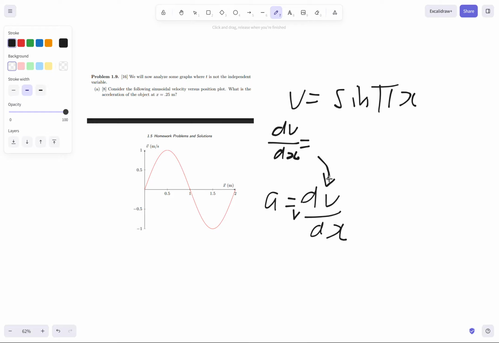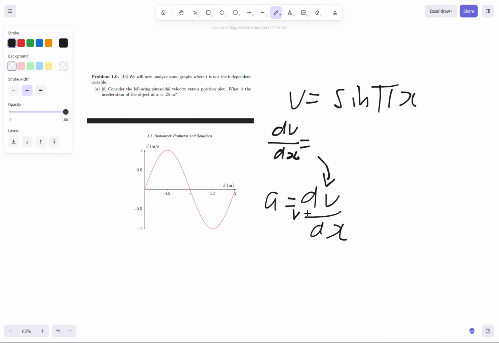So basically my intuition when I did this problem was, hey, I need an expression to relate the two variables, right? So I wrote down basically anything I could think about this graph. The first thing that popped up to me was sine pi x. The second thing was a equals v dv/dx, and the reason was because I had no t value, so I couldn't do dv/dt.